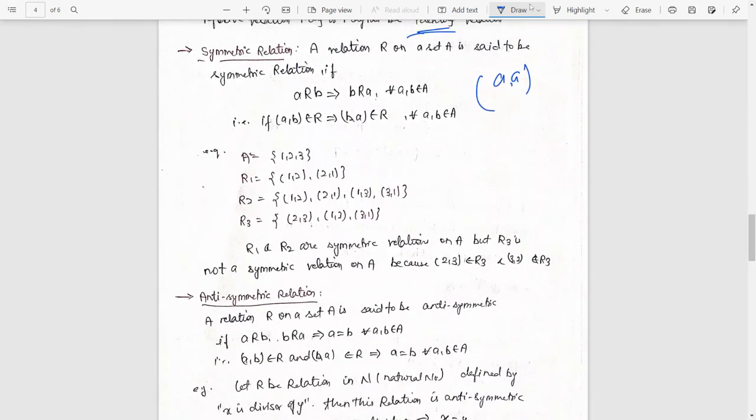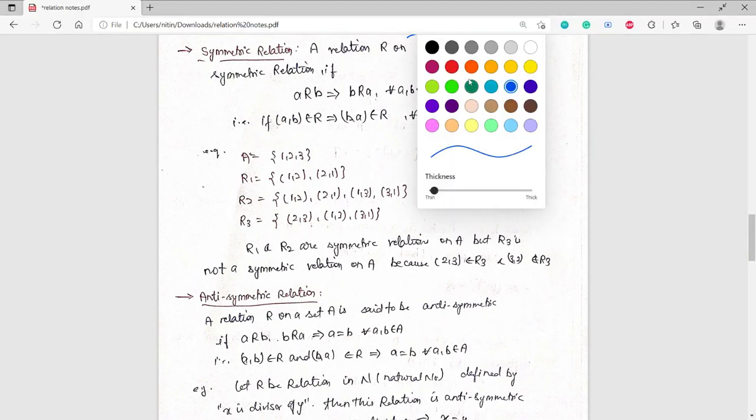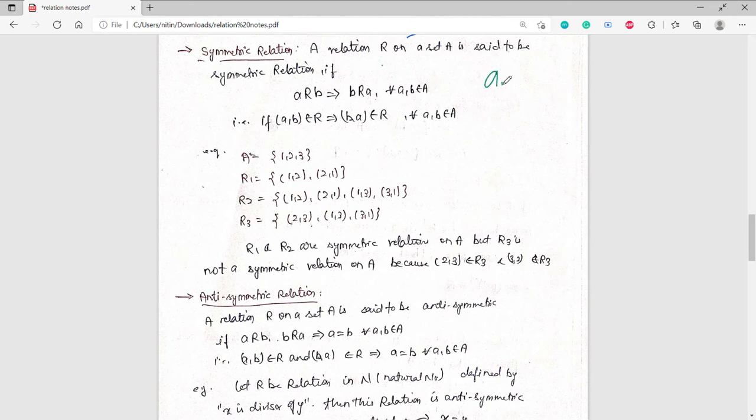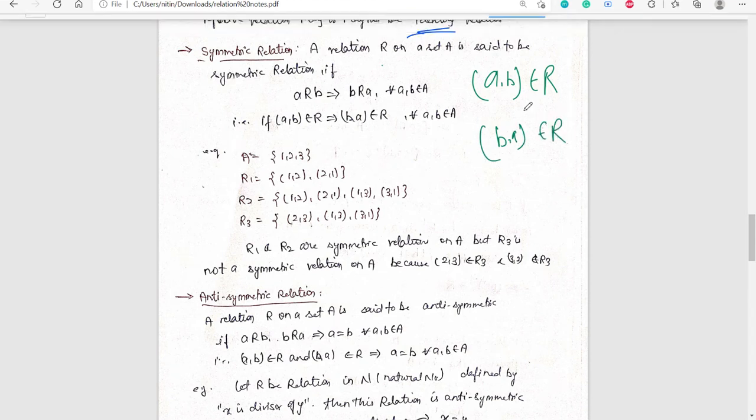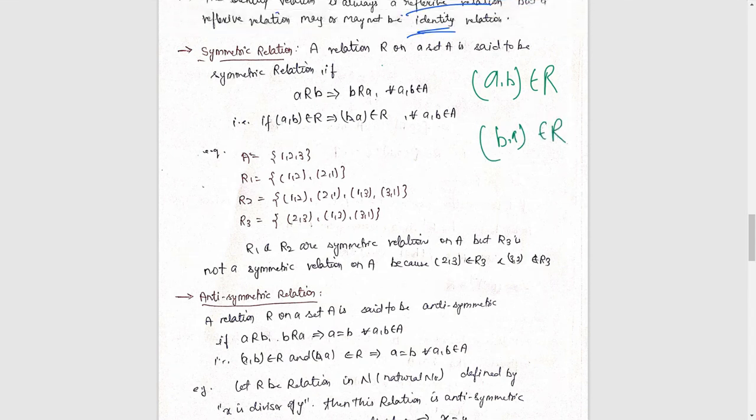So now at this point in time we'll discuss a symmetric relation. What do you mean by a symmetric relation? If (A, B) belongs to the relation, then (B, A) should also be in the relation. This thing you have to keep in mind: if (A, B) belongs to the relation, then (B, A) also belongs to the relation. This is true in general.